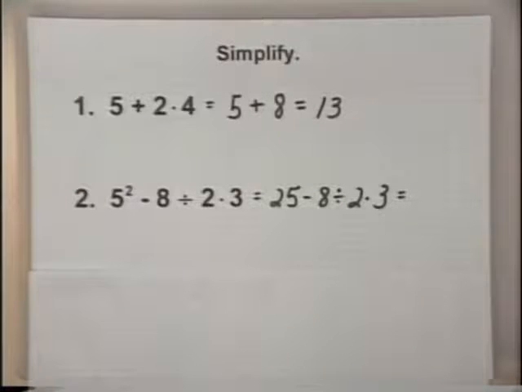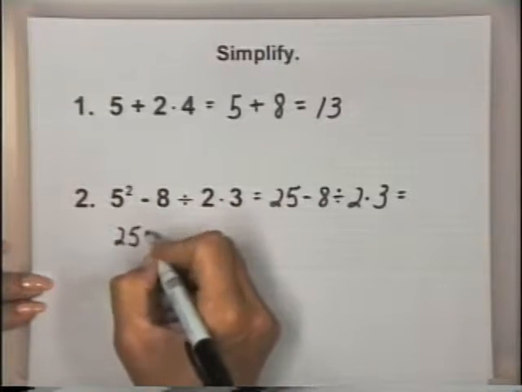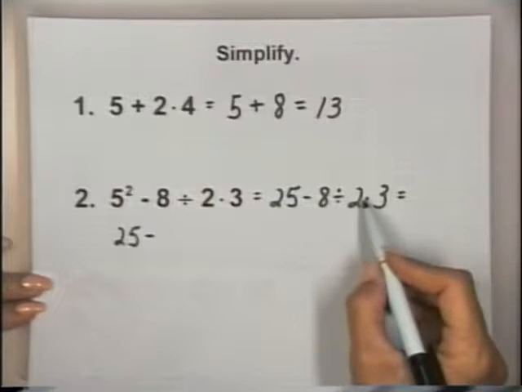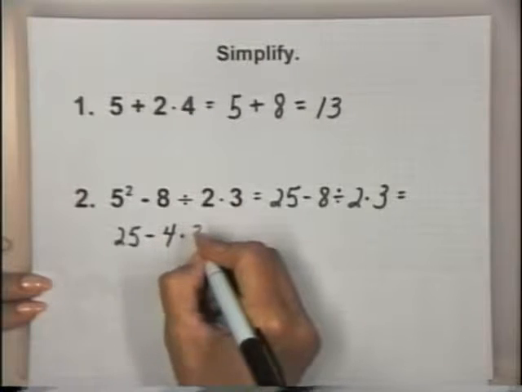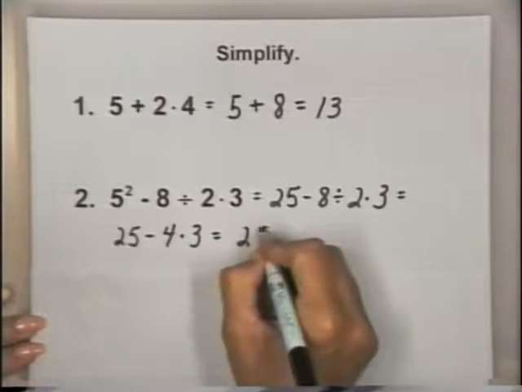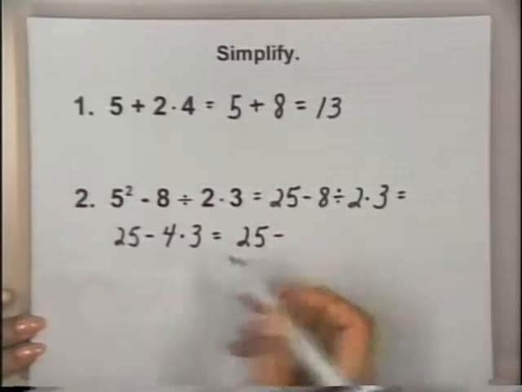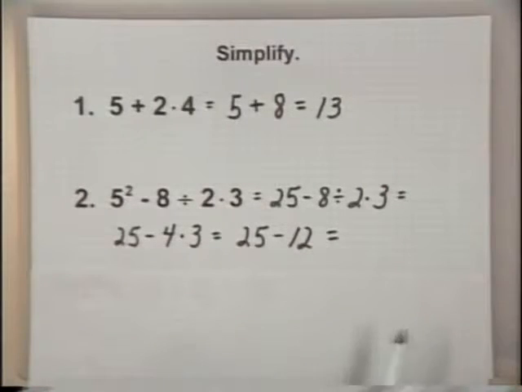Next, we need to perform the multiplication or division as we come to it from left to right. So we'll write the 25, we'll skip over the subtraction, and we come to 8 divided by 2. 8 divided by 2 is 4. Let's write the dot and then the 3. Now, we haven't completed all our multiplication and division, so let's go back through and complete our multiplication. We'll have 25 subtract 4 times 3 is 12. We have now completed all our multiplication and division, so we may add or subtract.